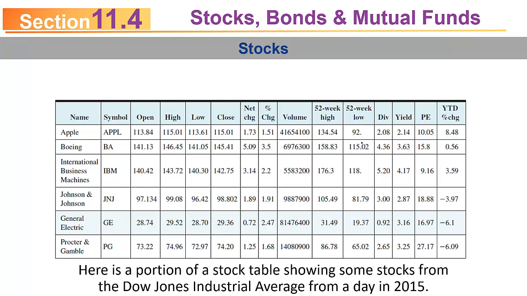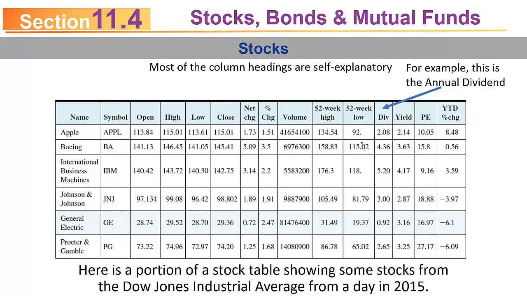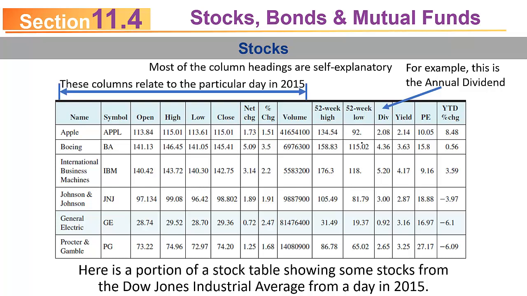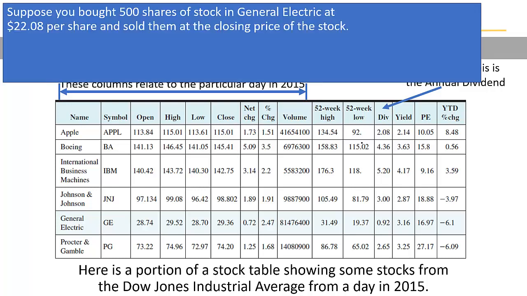Here's a portion of a stock table showing some stocks from the Dow Jones Industrial Average from a day in 2015. Most of the column headings are self-explanatory. For example, DIV stands for dividend, so that's the column that gives you the annual dividend for the stock in question, which is listed by row. Those first several columns relate to the particular day in 2015 that we pulled this information from. Some of the other columns don't represent a single day. For example, the 52-week high and low is obviously not just one day's information, but the first few columns represent that particular day that was chosen.